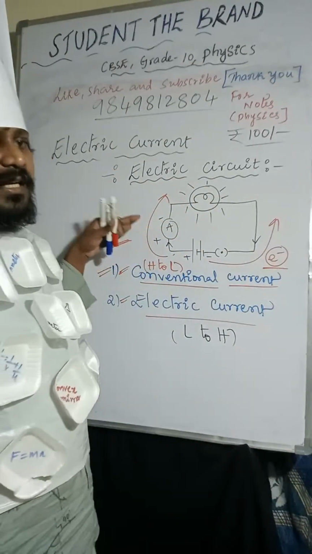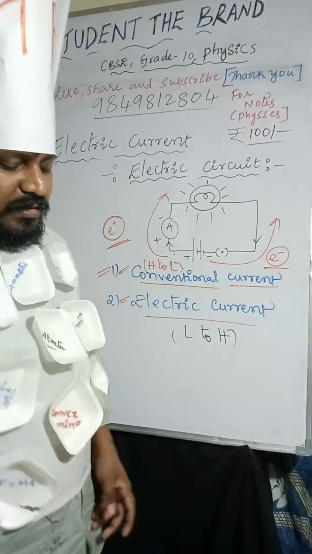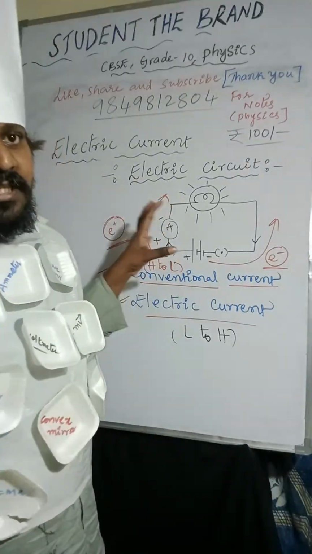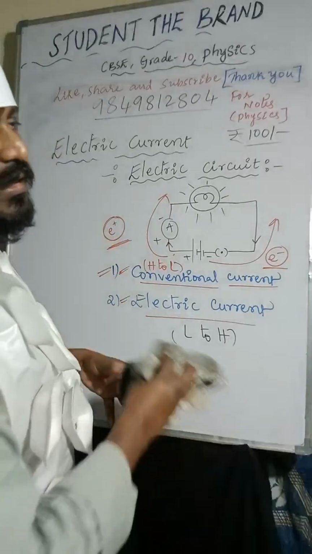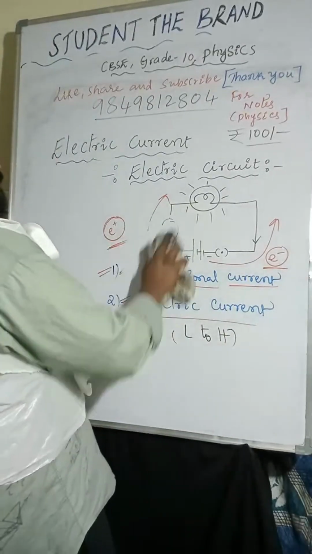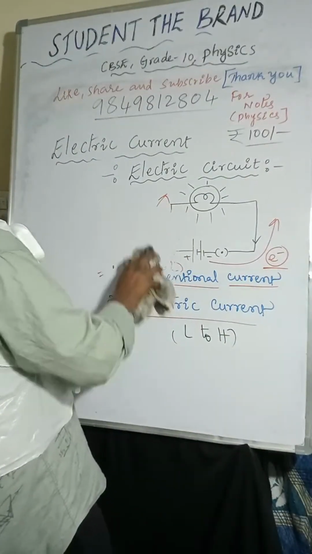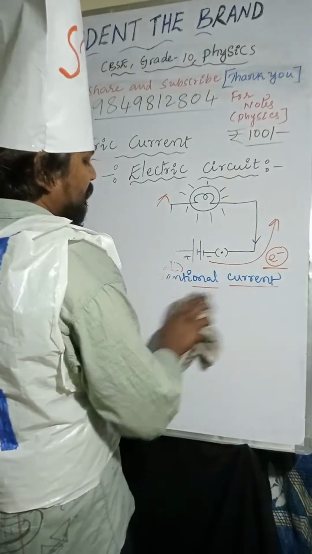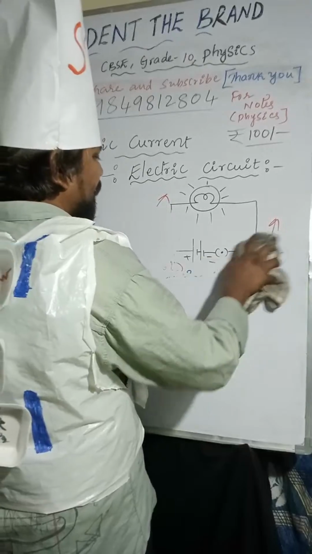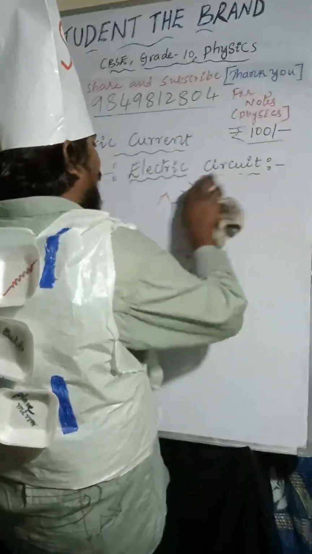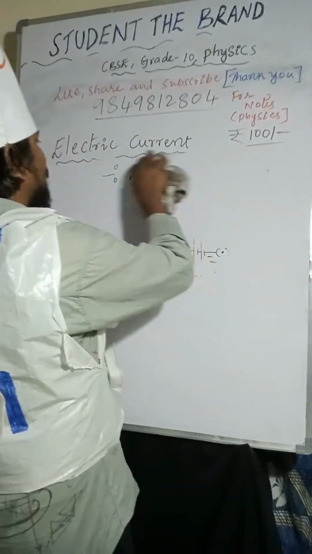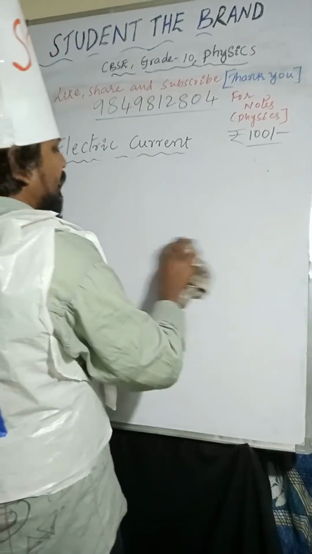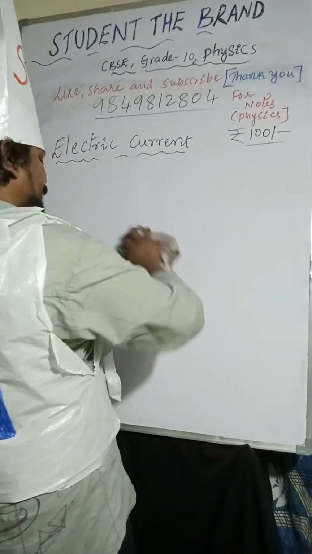So conventional current and electric current. Based on this, they will also ask questions, so we will discuss. Conventional current completed. Next one. Until Ohm's law we will discuss, and based on that, after completion of the topic, we will discuss a few questions. Okay, so just go through it.